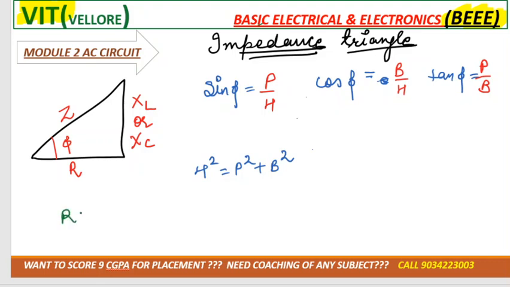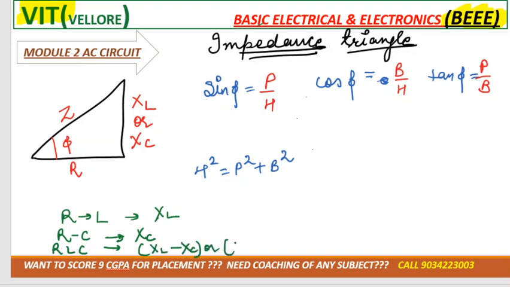See, if there is a circuit of RL, then we'll take XL. If they have given the circuit of RC in the paper or in the question, then we'll take XC, right? But if they have given the combination RLC, then that depends. If XL is greater, then we'll take XL minus XC, or if XC is greater, then we'll take XC minus XL. Clear?